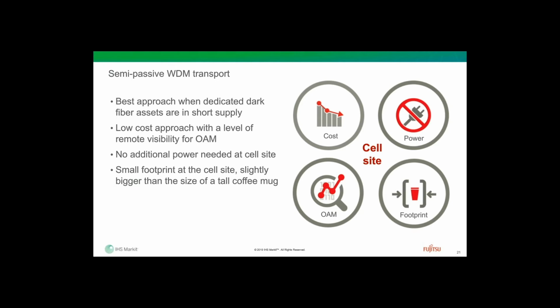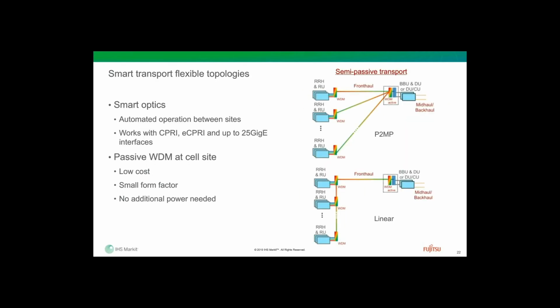Smart pluggable optics are installed directly into the radio unit, or RU, to interconnect with the full active hub site. The hub site will have the intelligence to provide remote visibility into the network. Let's look at those networks now. And here are some topology examples of semi-passive use cases showing point to multi-point and linear topologies. At the cell site, the smart pluggable optics automate the operation between sites. And these optics offer service connections for CPRI, eCPRI, and up to 25 gigabit Ethernet type connections.